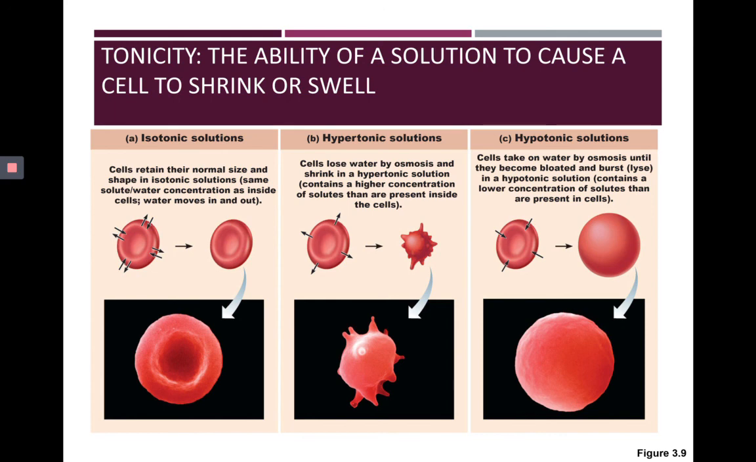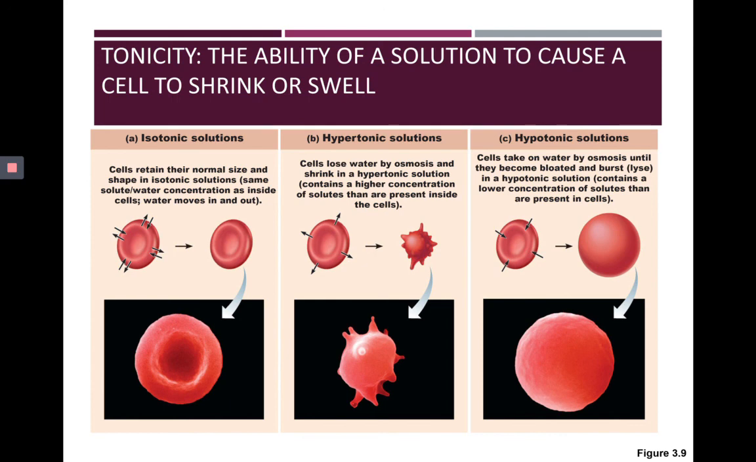So if you give somebody an isotonic solution in their bloodstream, their cells are going to retain their normal size and shape. So same solute water concentration is what isotonic means, and we're going to see that water moves in and out, but the cell retains its original shape, so it shouldn't lose function.